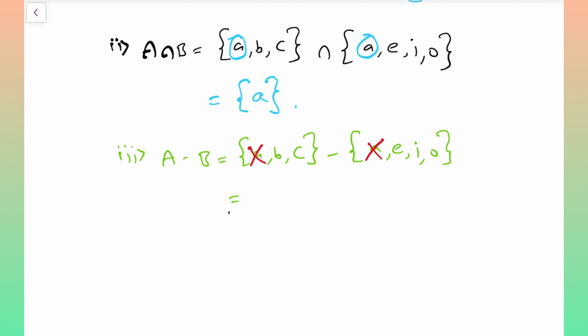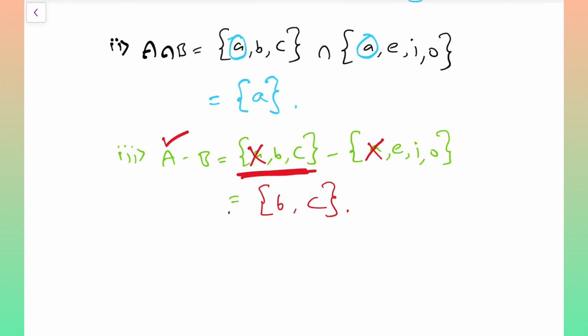Now we are finding the value of A minus B, the first set A minus B. First set is A, right? So only pick the elements from set A. Now already A completed, then remaining is B, C. So A minus B will be B comma C. Finished. Now don't touch the set B at all.